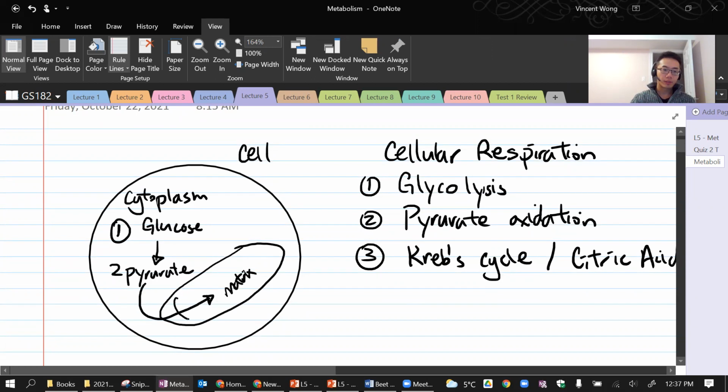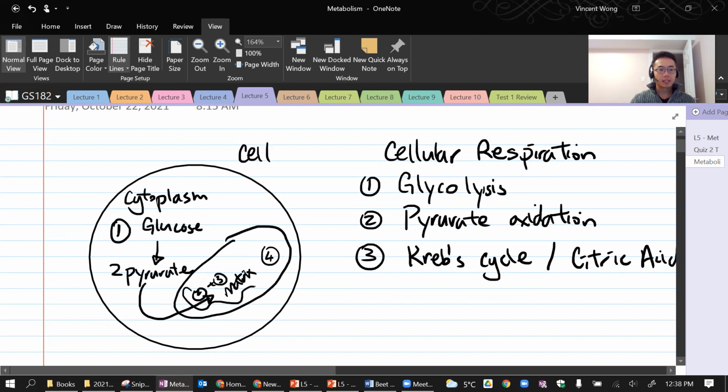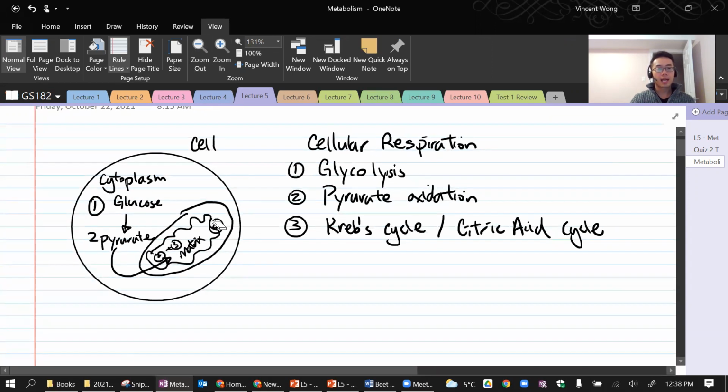Sorry, it's really crowded here. Let me make it less crowded. Okay, so 2 and 3. And then finally, at the final stage, that's going to take place in the inner foldings. Oh boy, sorry. Let me try that one more time. There is the folding. Okay, so step number 4 is going to happen in the cristae, which is the foldings formed by the inner mitochondrial membrane. Electron transport chain.